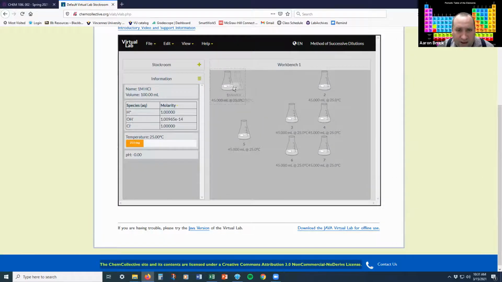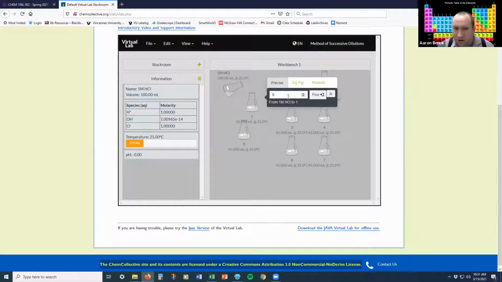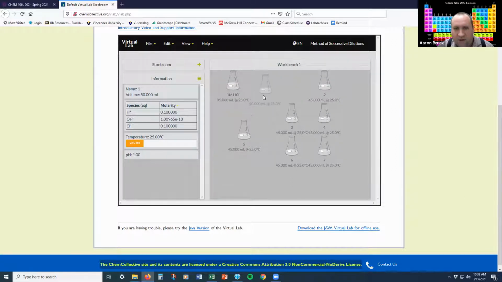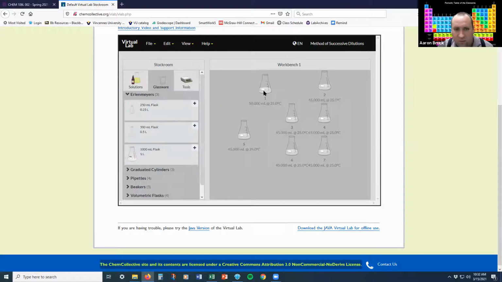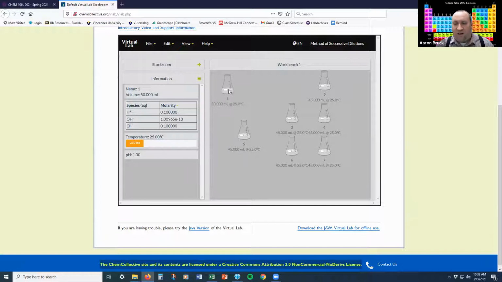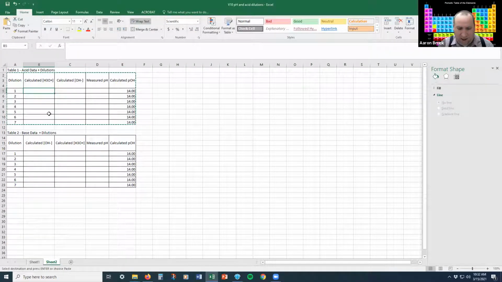If I drag this over to the first one, I want to take 5 milliliters of that 1 molar hydrochloric acid, put it in here, and now I've got 50 milliliters of total. So I'm done with the hydrochloric acid now. I'm going to take it off the board. I've taken 5 milliliters of 1 molar hydrochloric and turned it into 50 milliliters in total. That is using my dilution equation. I had 5 milliliters multiplied by 1 molar divided by 50 milliliters in total now.